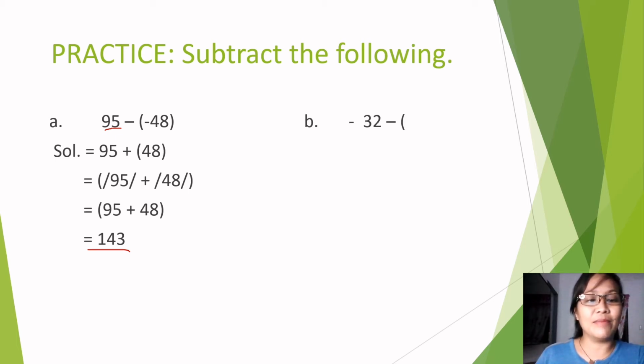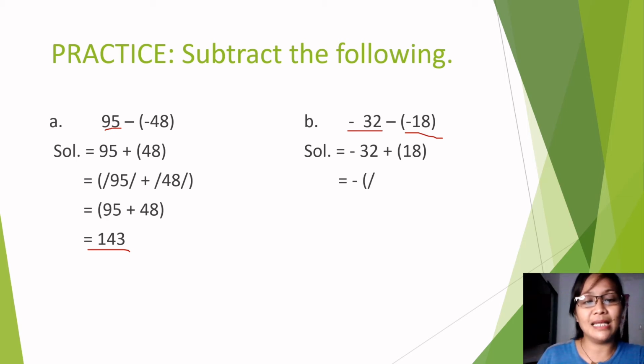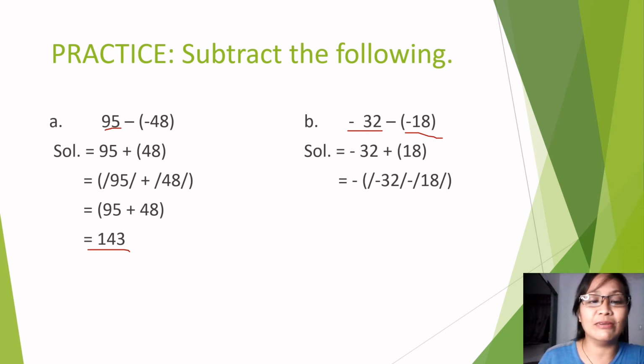Example, letter B, negative 32 minus negative 18. Of course, solution, copy the minuend, negative 32, and then from subtraction to addition, and then change the sign of the subtrahend from negative 18 to positive 18. Then proceed to addition. Ang rules ng addition, so dito magkaiba ang sign, kaya ang sign natin ay negative. And then get the absolute value of negative 32 minus the absolute value of 18.